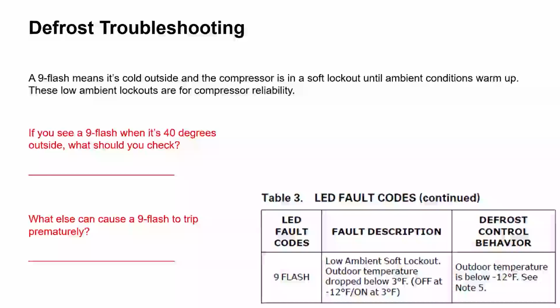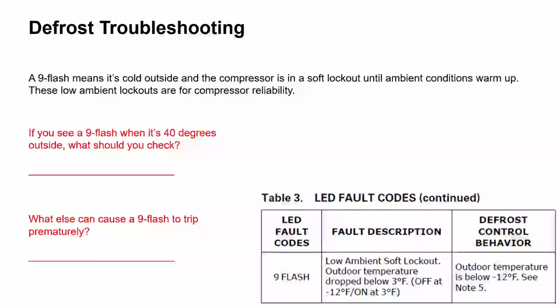9 flash. 9 flash just means it got too cold outside, and the unit has shut itself down until it warms up outside, and it's going to fire the auxiliary heat whenever the 9 flash happens. Okay, so if you see a 9 flash fault code and it's 40 degrees outside, what should you be checking? Well, first thing I'm going to check, my outdoor temp sensor. Because if my outdoor temp sensor is reading negative 30 degrees, yeah, the 9 flash should be happening. If it's not, I'm going to dunk that sensor into ice water, twirl it around, make sure it reads 32 k ohm in that ice water.